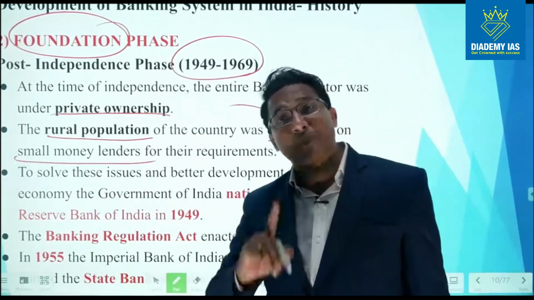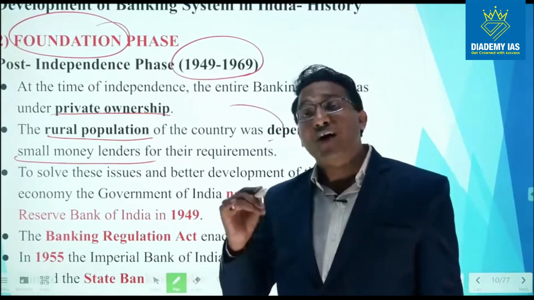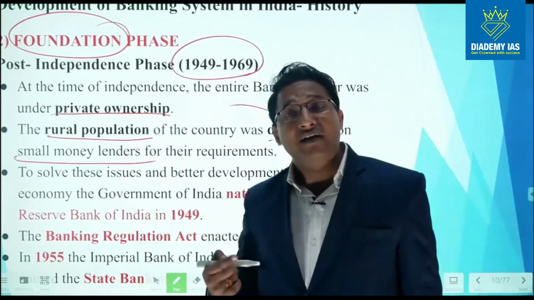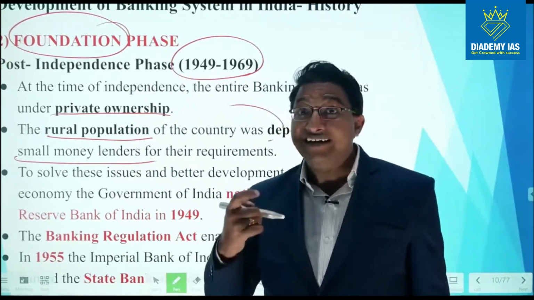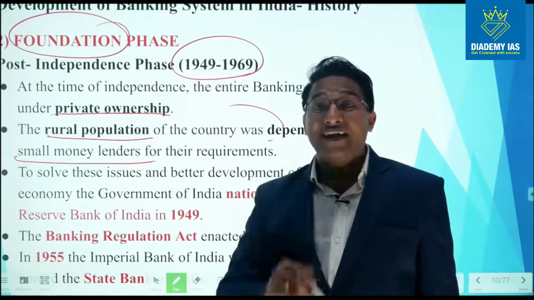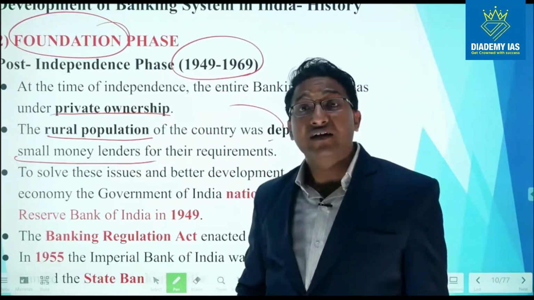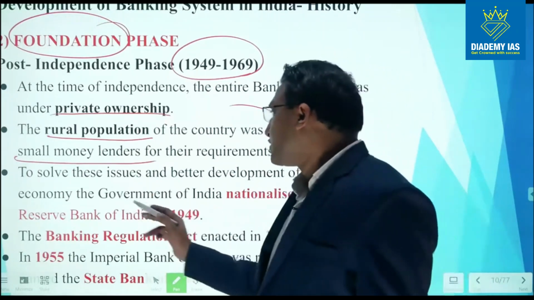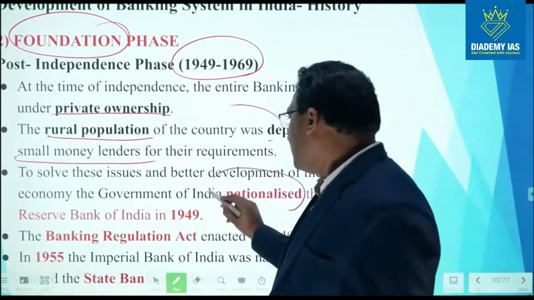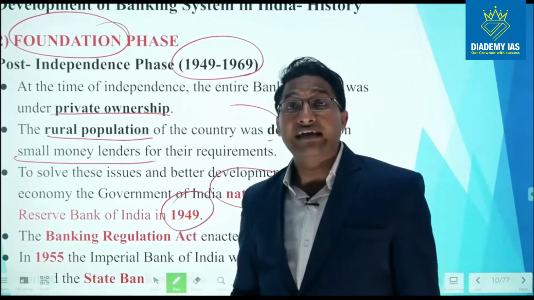So because the banking sector was privately owned, the banking sector was not ready to give loan to the farmers. So the farmers have to go to the small money lenders and they get the loan from there. Small money lenders will always exploit in the form of high interest rate, in the form of bonded labor, manipulating the accounts. So they will actually exploit the farmers and the laborers. To solve these issues and for better development of the economy, the government of India nationalized the Reserve Bank in 1949 itself, right? So the central bank was nationalized in 1949 itself.